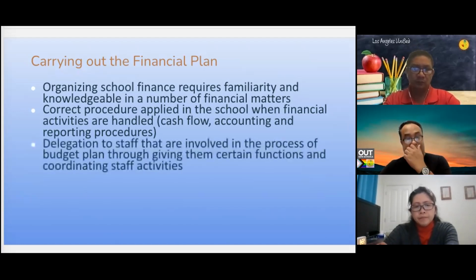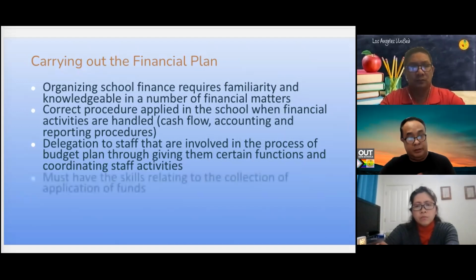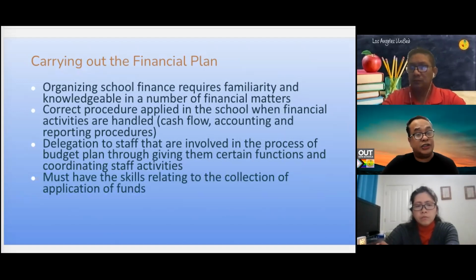Next one, delegation to staff that are involved in the process of the budget plans through giving them certain functions and coordinating staff activities. So in some cases, that department reports that Ms. Sikat has already discussed to you, that involves also the different budget plans on how this money is being coordinated among each of the departments. Okay, and generally, they must have the skills relating to the collection or application of funds. That's why administrators is the sole decision maker whether to disburse the funds or not.